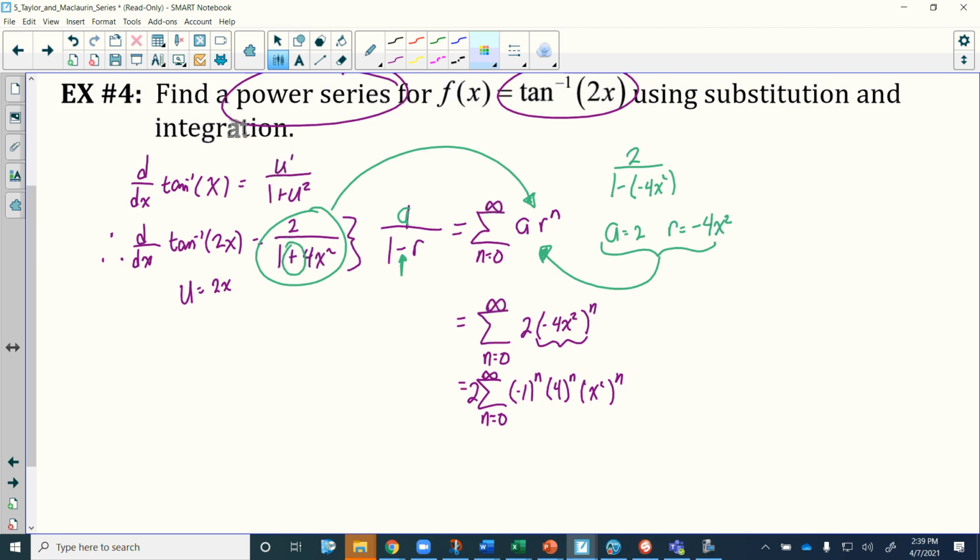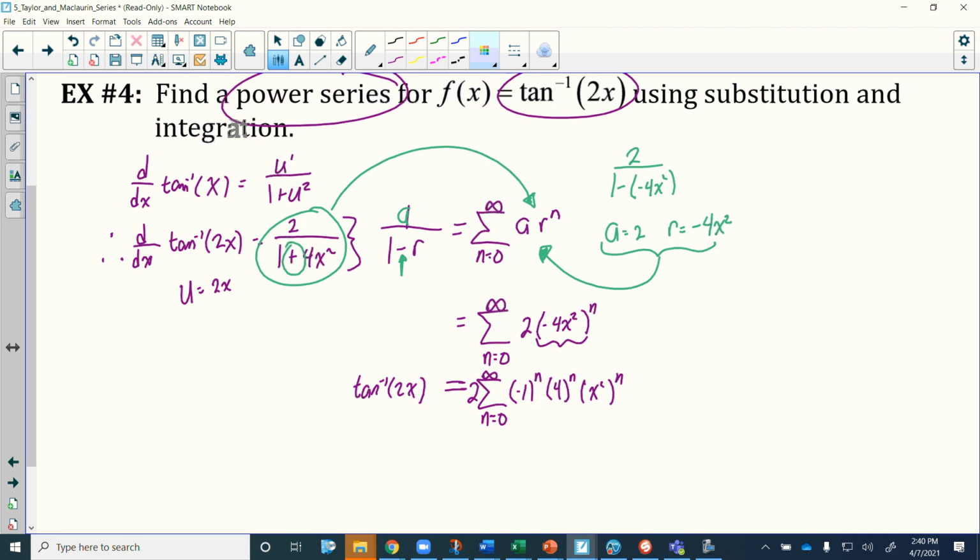And that would be essentially a geometric power series, or that would be your power series of inverse tan of 2x. Okay, so let's just go ahead and put that here. So tan inverse of 2x is equal to that.